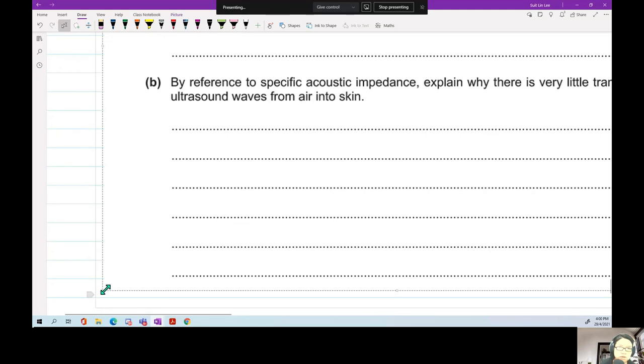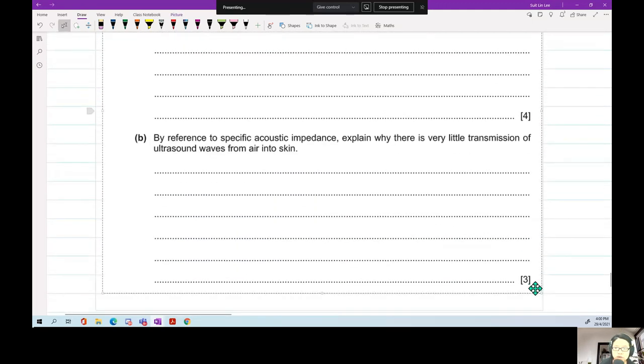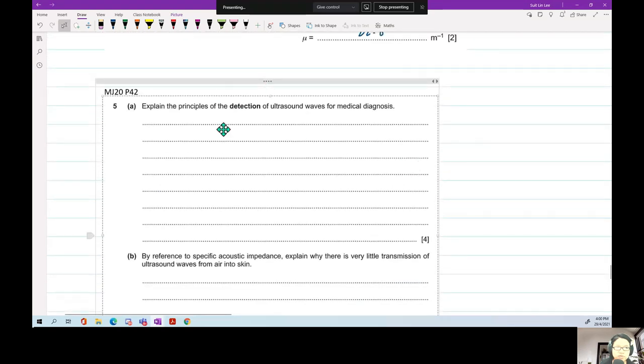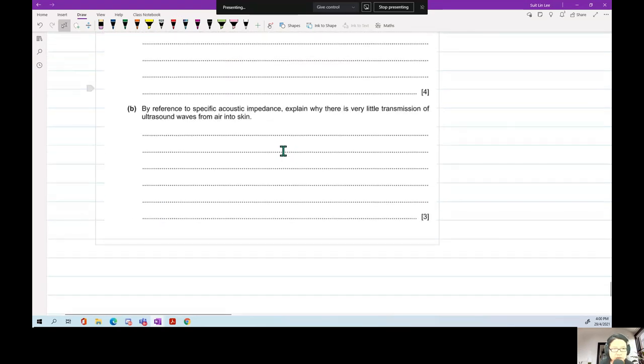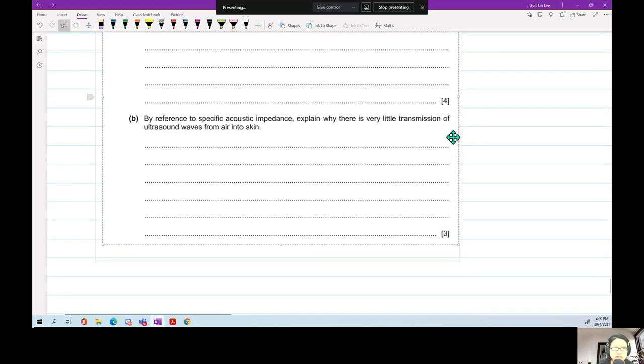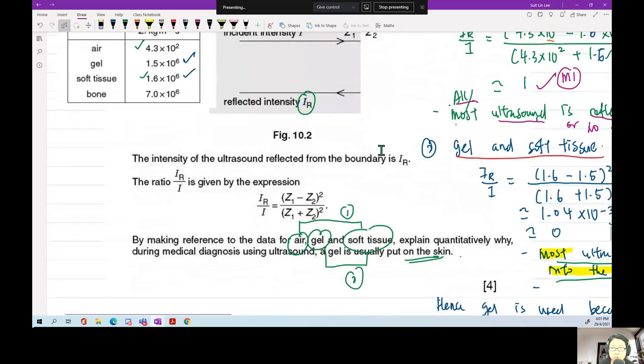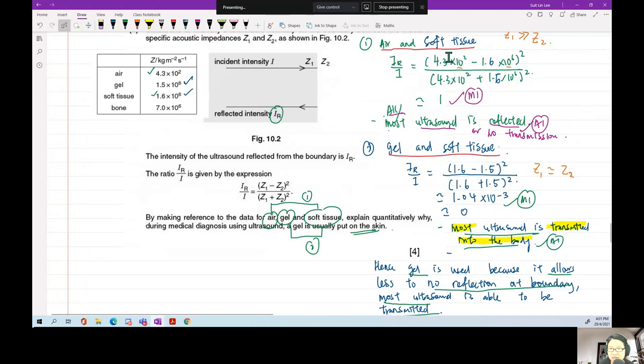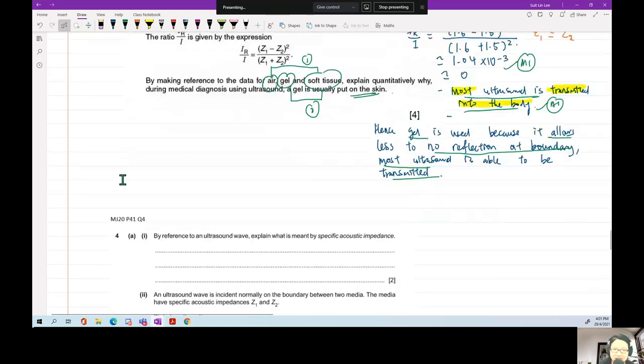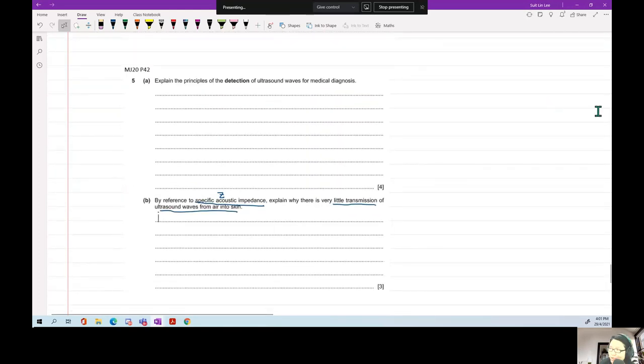This one, I already told you that they will ask the principle of detection of ultrasound, so that one you can try out, we have already explained. And then why little transmission of ultrasound wave from air to skin? Again, use the Z values here and here and explain why there is little to no transmission. You explain lah. Look at this. Try to explain. So you can see that they are asking repeated stuff.